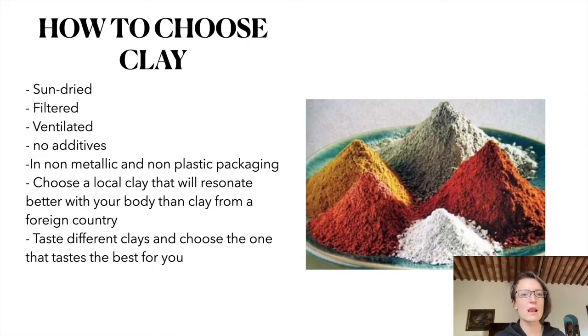So as I said, how to choose clay: sun-dried, filtered, ventilated, no additives. It's better if it's not in a metallic or plastic packaging. I know it's almost impossible to not find it in plastic packaging, but when you buy it, you can keep it in a glass jar, for example. Choose a local clay, because again, clay works in mysterious ways with the body, with nature. So you need to find clay from your area, ideally. If you can't, you can't. But buy clay from your country rather than from another country on the other side of the planet.